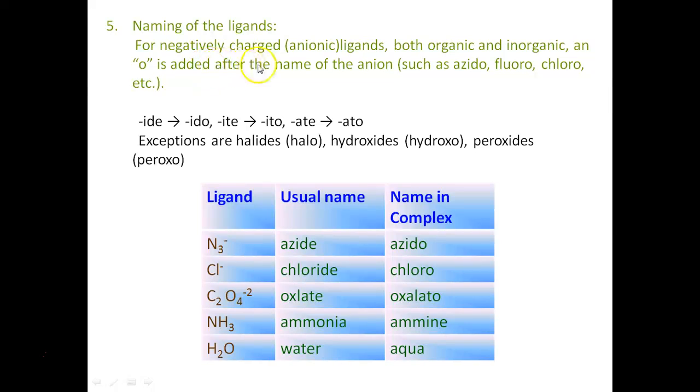Naming of the ligand. For negatively charged ligands, both organic and inorganic, an O is added after the name of the anion. Say ide to ido, ite to ito, ate to ato. These are the examples. Azide to azido, chloride to chloro, etc.